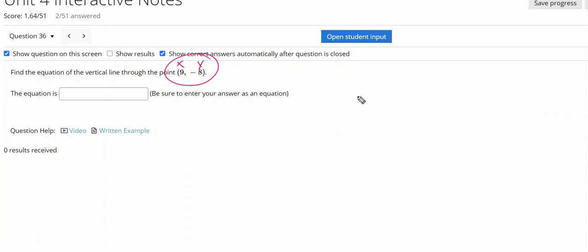It might be helpful to get your bearings to kind of roughly sketch this point. Okay, so if I was going to sketch this point out, then my x value is 9, so this thing's going 9 to the right, and then down 8. So that point is at 9, negative 8. I find that might be a little bit helpful, and we want to know the vertical line that goes through that point. So it would be like the line that goes through there.